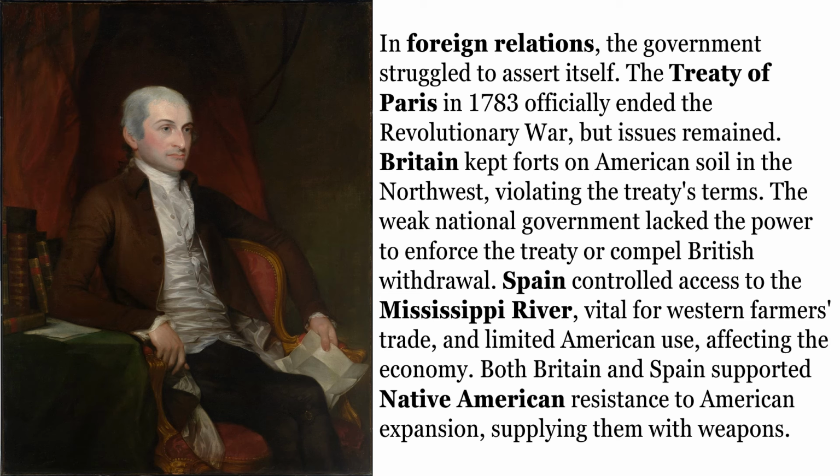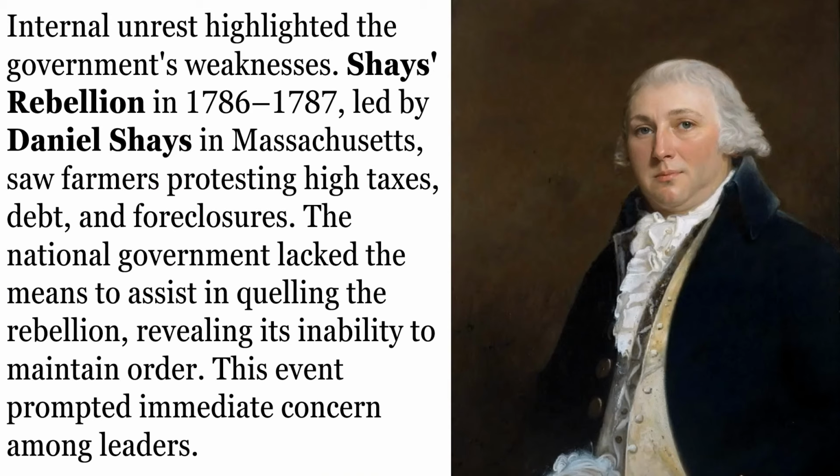The Treaty of Paris in 1783 officially ended the Revolutionary War, but issues remained. Britain kept forts on American soil in the Northwest, violating the treaty's terms. The weak national government lacked the power to enforce the treaty or compel British withdrawal. Spain controlled access to the Mississippi River, vital for Western farmers' trade, and limited American use, affecting the economy. Both Britain and Spain supported Native American resistance to American expansion, supplying them with weapons.